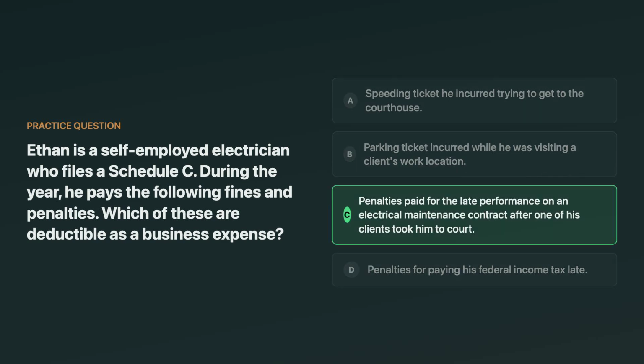The deductible item is the penalties for late performance under the business contract. That's basically damages paid to a private party, and it can be an ordinary and necessary business expense. The tempting wrong answer is the parking ticket at the client site, but fines and penalties paid to a government for violating the law are not deductible, even if you were doing business.